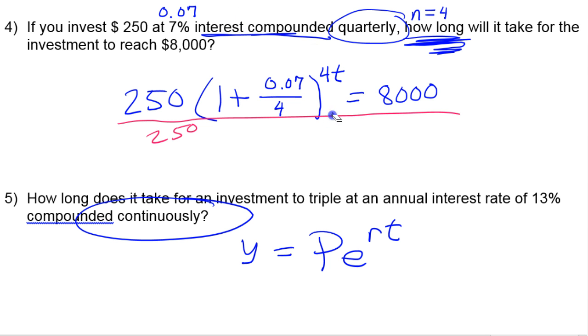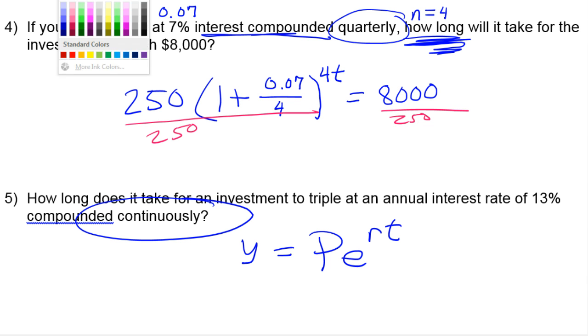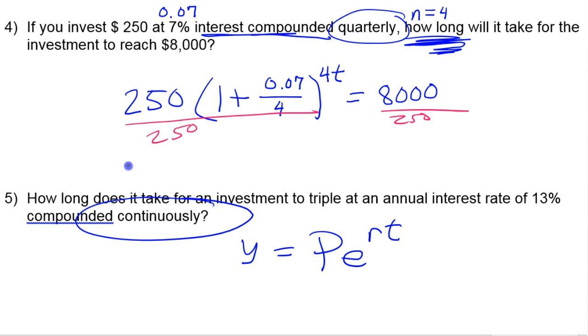So now that gives me 1 plus 0.07 over 4, to the 4t power, equals... What is 8,000 divided by 250? 32. So I get 32. All right, is everyone with me so far? What is it time to do now?